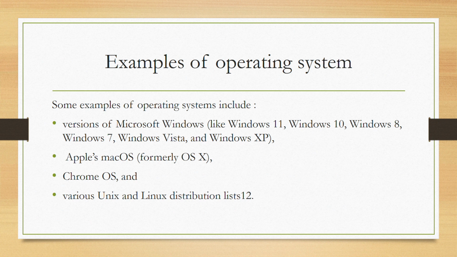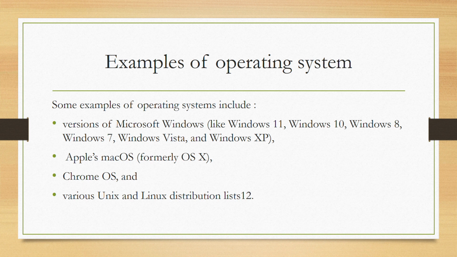Now, examples of operating systems: we have Windows 11, Windows 8, Windows 10, Windows 7, Windows Vista, XP. Some of them have expired. We are now with the new Windows 10 and 11. We have Apple Macintosh, formerly OS X, that is another Apple software. The Chrome OS, we have various Unix or Linux, e.g. Ubuntu, and other operating systems that are basically there. So those are system software.